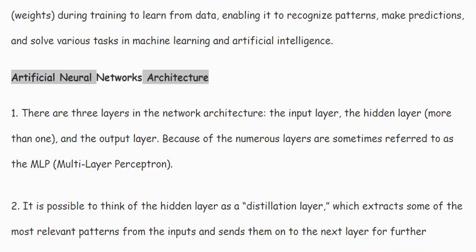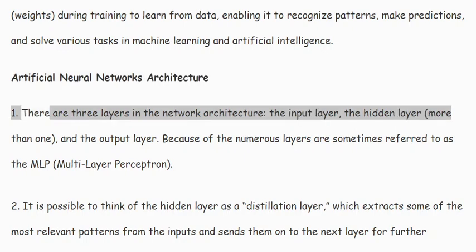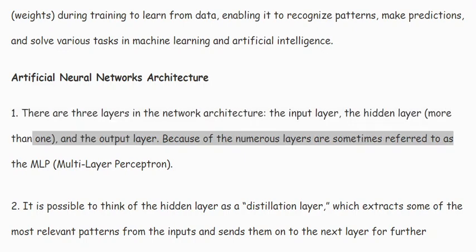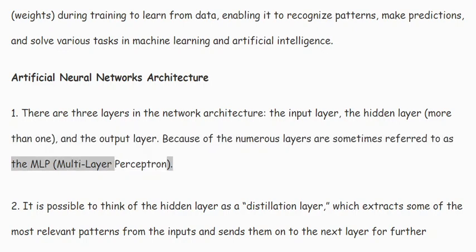Artificial neural networks architecture. One, there are three layers in the network architecture: the input layer, the hidden layer, more than one, and the output layer. Because of the numerous layers, it is sometimes referred to as the MLP, multilayer perceptron.